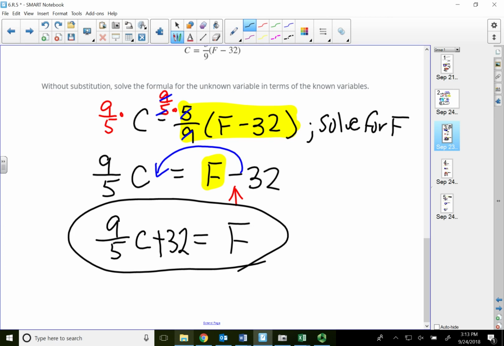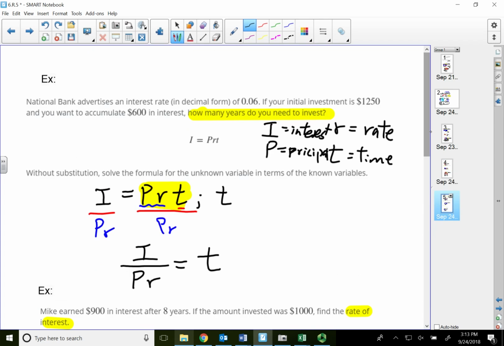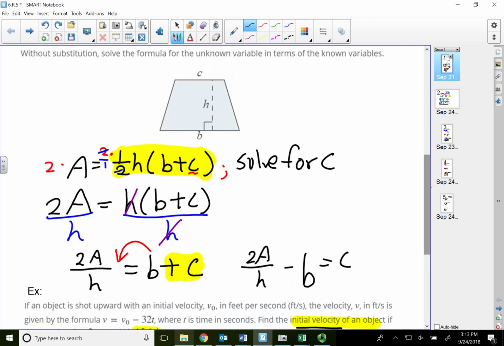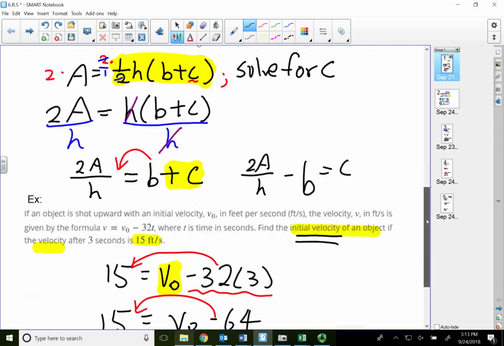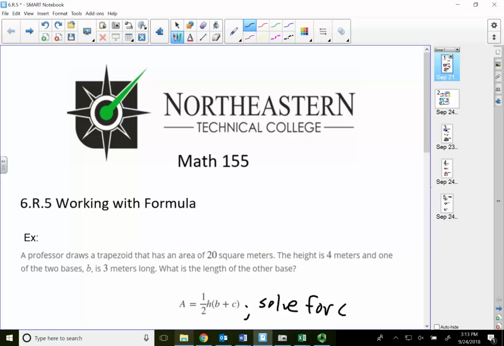All right. So in this lecture video, we talked about how to solve for a specific variable using a lot of different types of formulas. And there are a couple of different techniques based on how many terms you have. So when you only have 2 terms and are dealing with a fraction, we can always multiply by the reciprocal to get rid of the fraction. All right, that will conclude this lecture video.